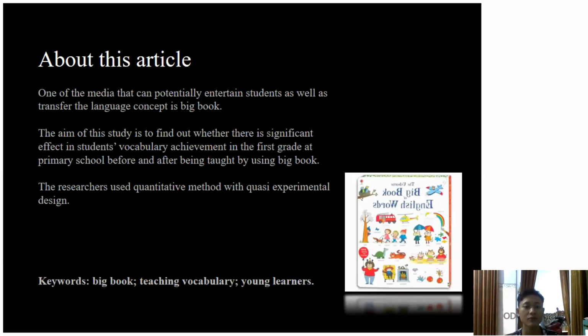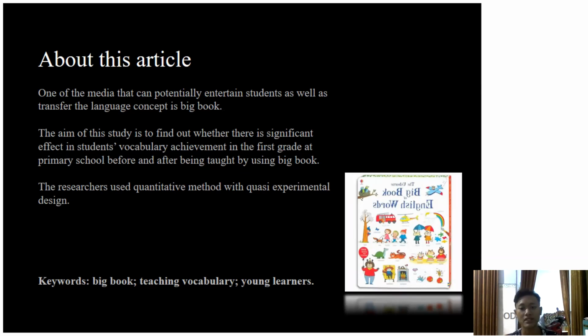Alright, next. About this article, there is an abstract. Why Big Book? Big Book is one of the media that can potentially entertain students as well as transport the language. There are three media that can entertain students: visual, audio, and video. However, the writer is using Big Book, which is a visual media.